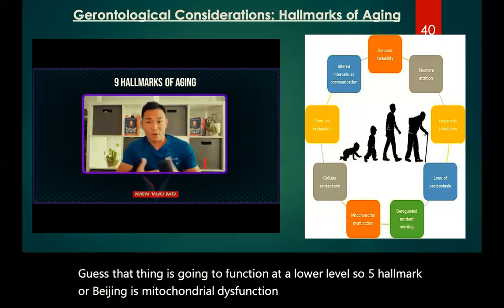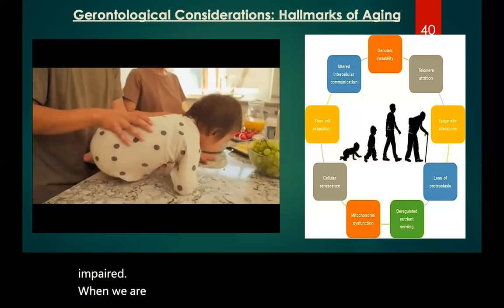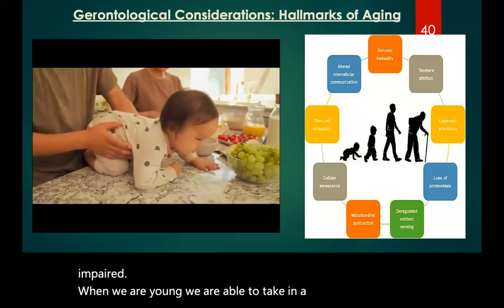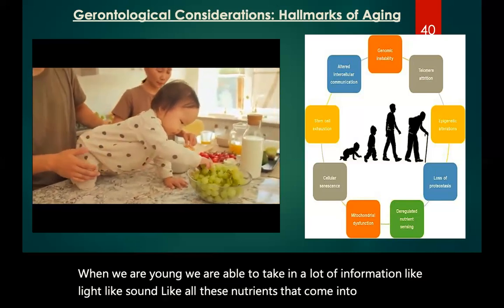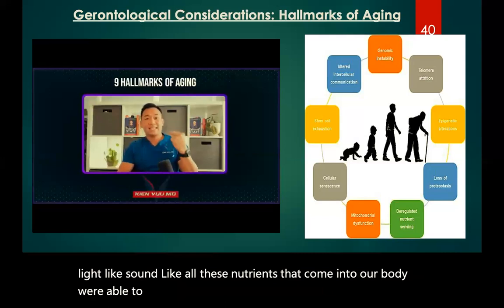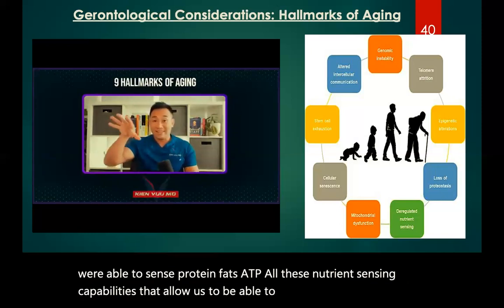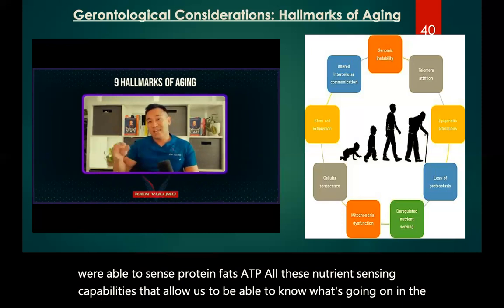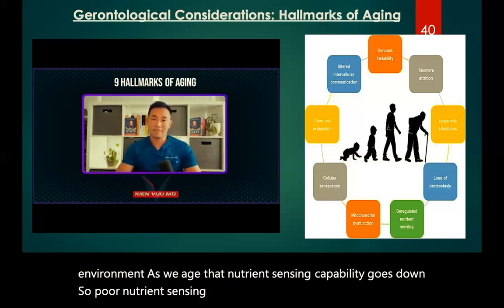So what is another hallmark of aging? Well, nutrient sensing actually becomes impaired. When we are young, we are able to take in a lot of information like light, like sound, like all these nutrients that come into our body. We're able to sense protein, fats, ATP, all of these nutrient sensing capabilities that allow us to know what's going on in the environment. As we age, that nutrient sensing capability goes down. So poor nutrient sensing is also another hallmark of aging.